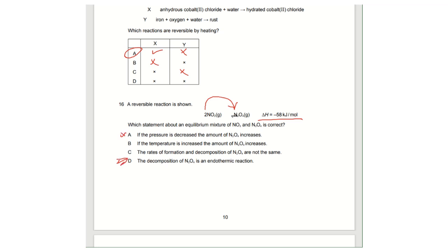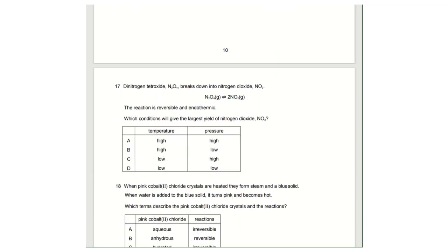Pressure increase, decrease the amount of N2. If you decrease the pressure, it will shift from right to left, which will reduce the percentage yield. Temperature will also decrease, and this is the answer. So D is the answer.